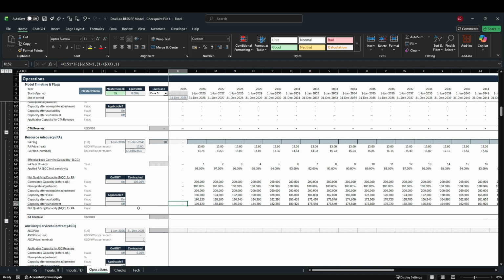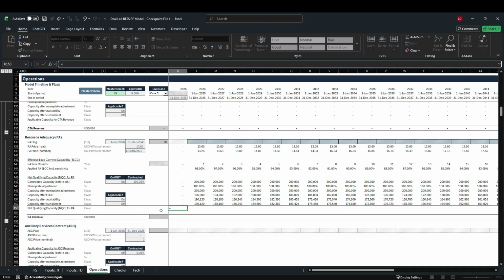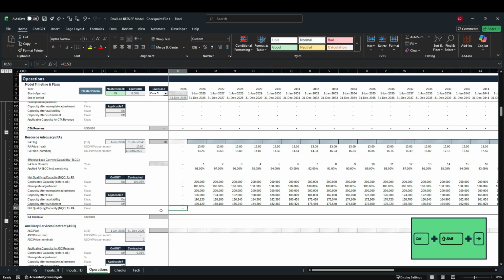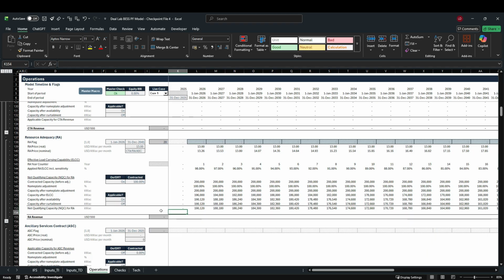Once we have passed through ELCC, availability and curtailment adjustments, we end up with the net qualifying capacity. And that's a capacity that actually earns the money. And we will have a simple linkage for this one again. So we take just the value in row 152, drag it over, Control R, and that now will allow us to model our resource adequacy revenue.